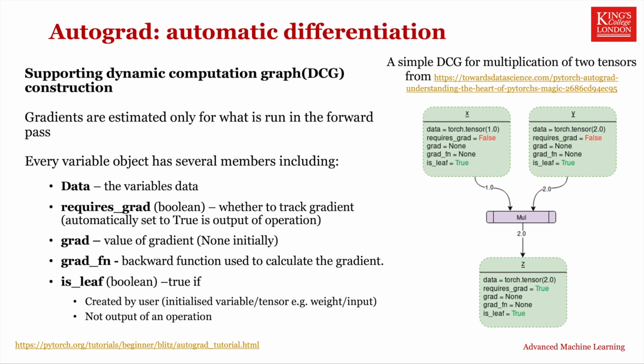The variable tensors store not just data, but the following attributes. First, requires grad. This tells the tensor whether to track its gradient. This is automatically set true for tensors which result from some operation, here a multiplication. So requires grad is set true for z. Grad, on the other hand, stores the value of the gradient and will be none initially. And grad function stores the backwards operation through that node of the graph.